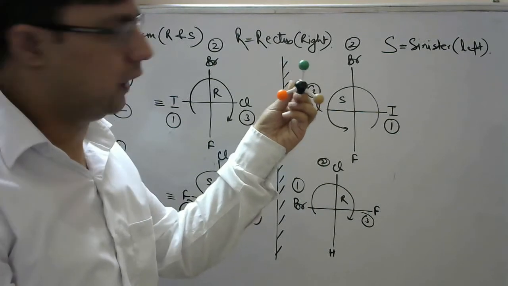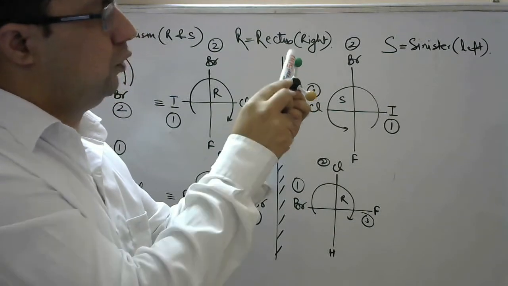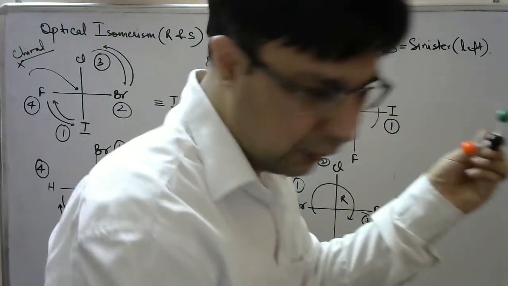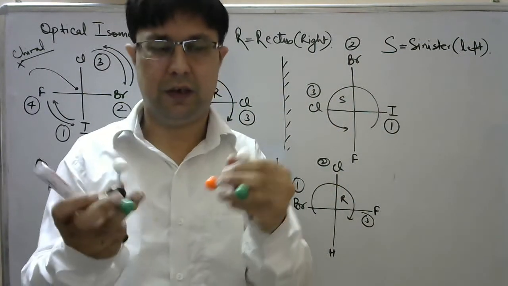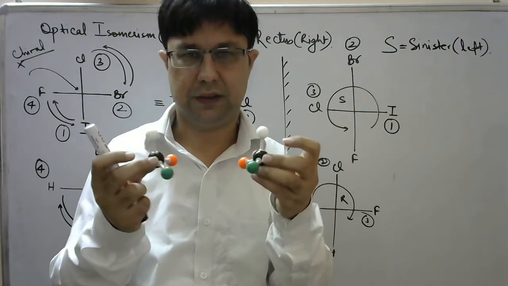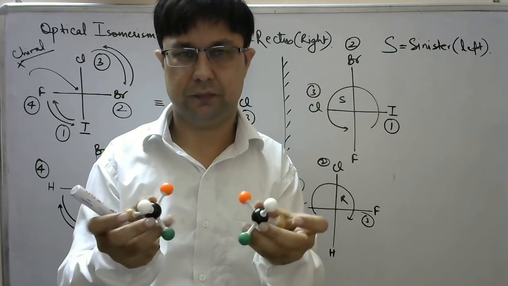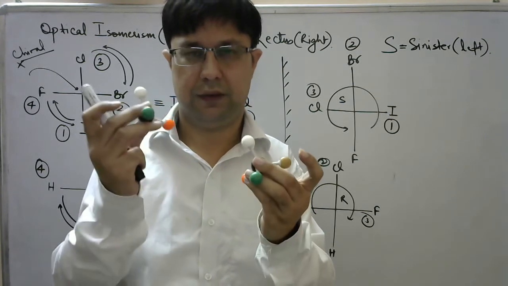What configuration is it having? R. Iodine to bromine to chlorine. So this configuration will be the R configuration. What I have done is taken the mirror image of this molecule. You can check this thing, that this is the mirror image of the molecule, this one.